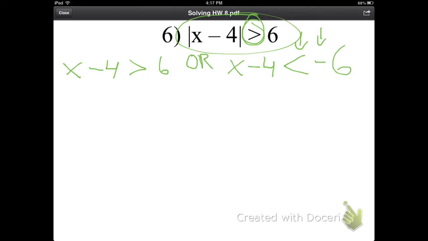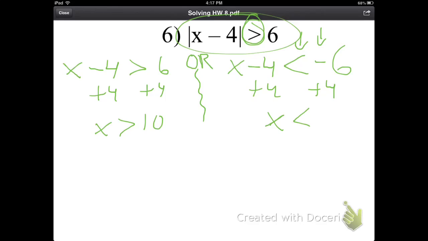So now solve them separately. And really to do that, you should add 4 to both sides. So you've got x greater than 10 on the left side, add 4. Man, I made this really easy. Why did I do this to you guys? I'm like, oh, look how easy. Anyway, now on the right side we have x is less than negative 2.